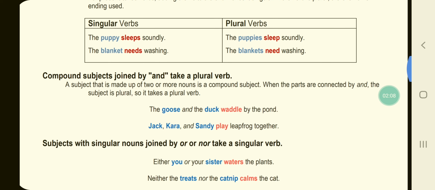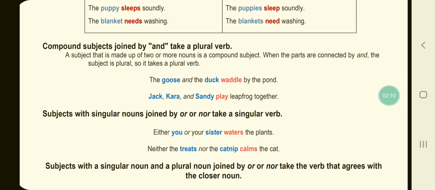Second, compound subjects joined by and take a plural verb. A subject that is made up of two or more nouns is a compound subject. Now let us take an example. The goose and the duck waddle by the pond. So children, the goose and the duck, we are talking about two things. Henceforth, the verb would be plural.